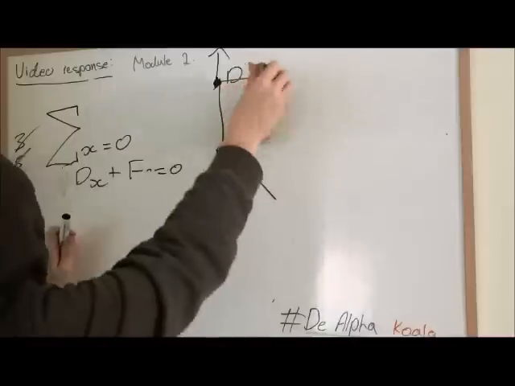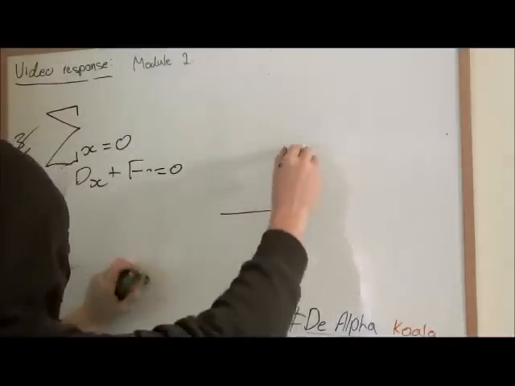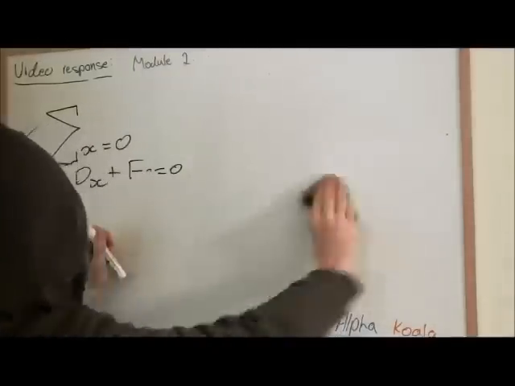You know the horizontal and vertical components of the force at D. So if you know its horizontal component and its vertical component, you just use Pythagoras and find its magnitude. And that should give you your answer.